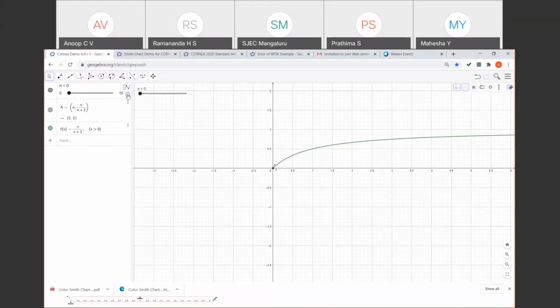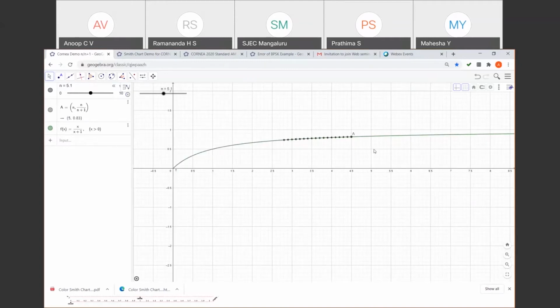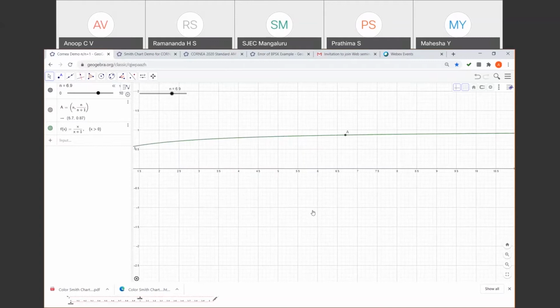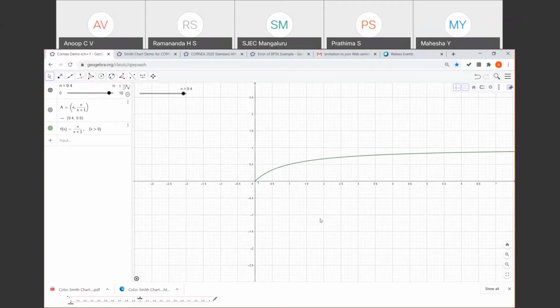So now when you start the animation, you can see that point is moving along the exact same graph which we got. I have given the limit of n from 0 to 10, so you can see that the point is moving, right? And to improve the experience further, you can right click on the point and give the show trace option. So it will show the trace of the point.